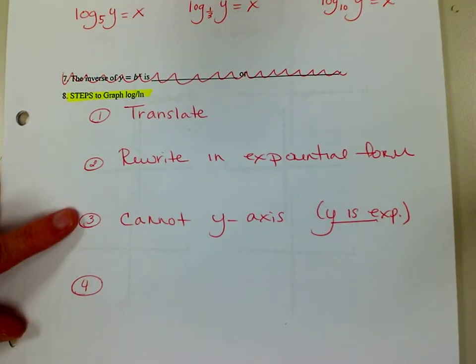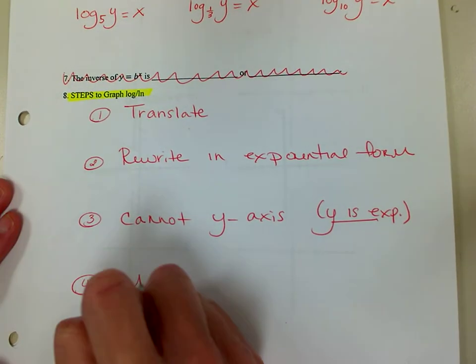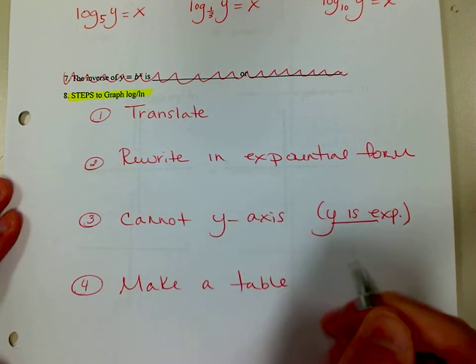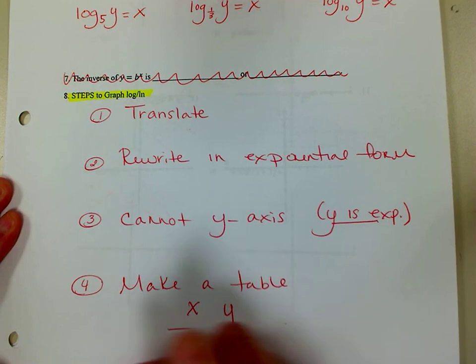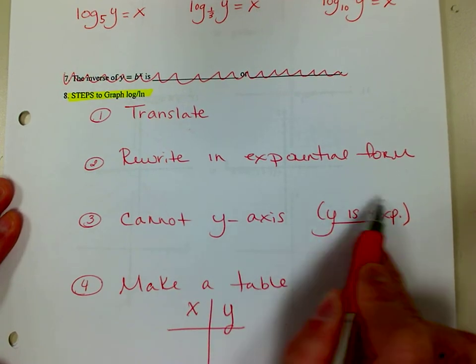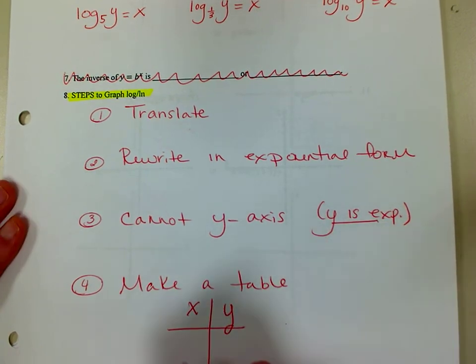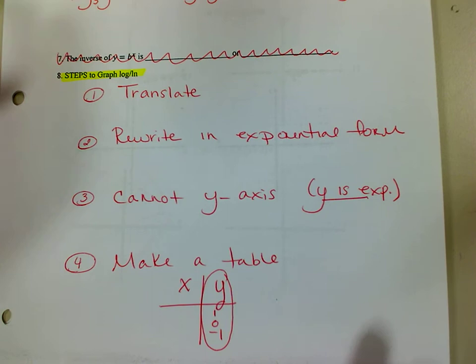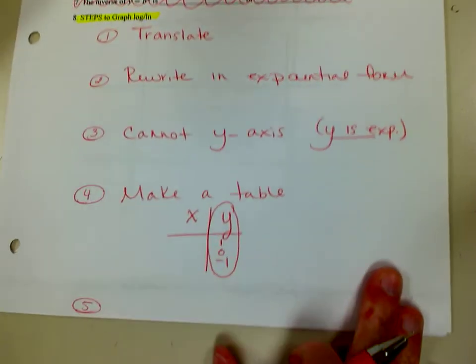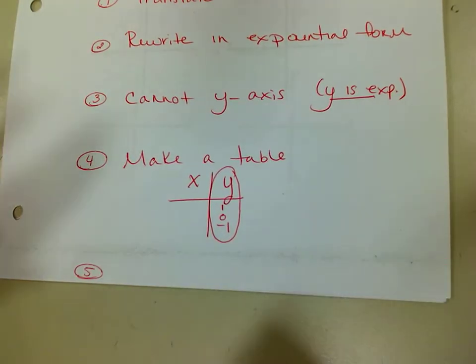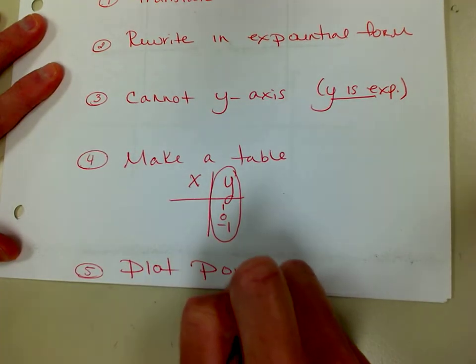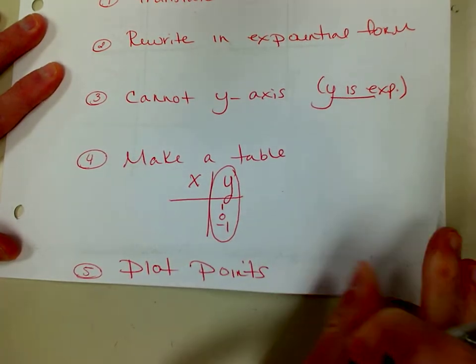Okay, after you keep this in mind, you have to make a table. And since y is going to be the exponent, that's where we're going to put 1, 0, -1 this time. So whatever your exponent is, that's where 1, 0, -1 goes. And then you just plot your points. So those are the steps.